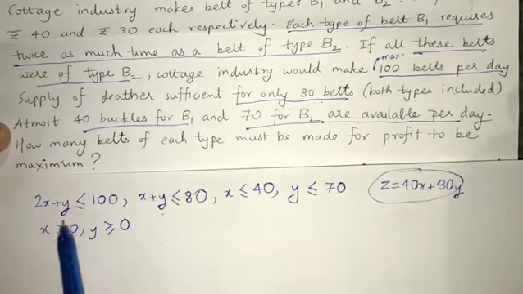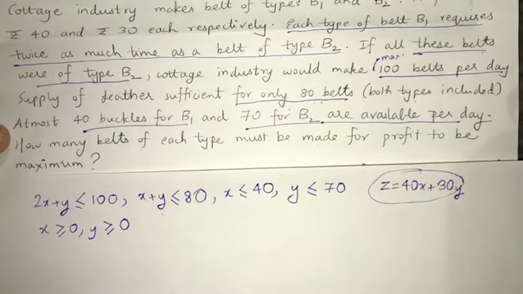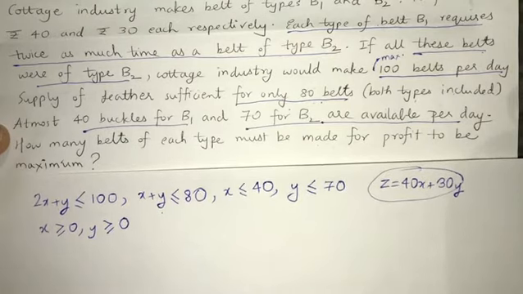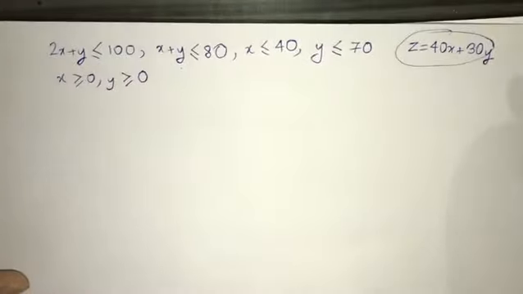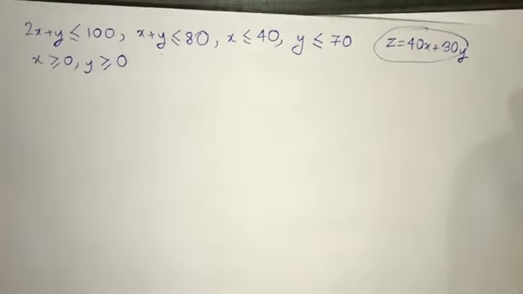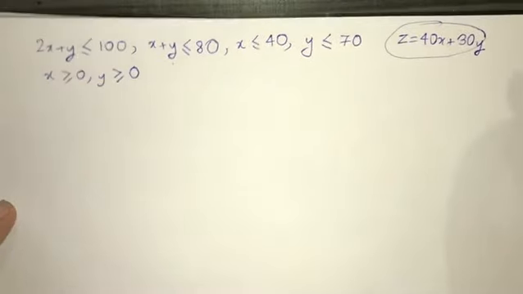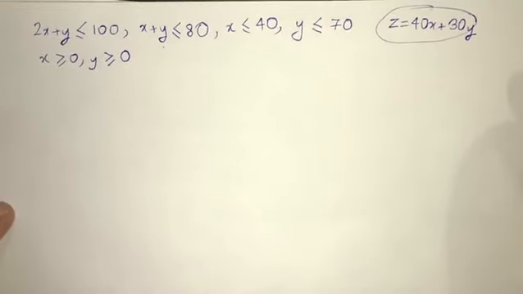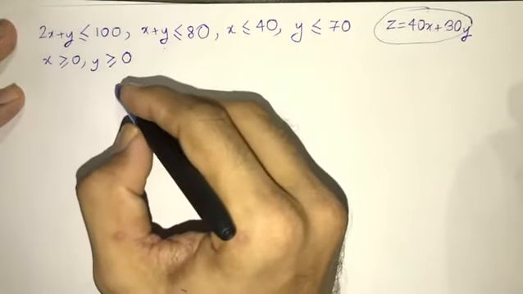Okay, only the first constraint we had to understand properly, the rest is easy. At most means max to max 40 for B1, max to max 70 for B2. Now let us quickly plot the graph and get the maximum value out. We'll have to find out what is the value of x and what is the value of y. Yes, so let us start quickly.